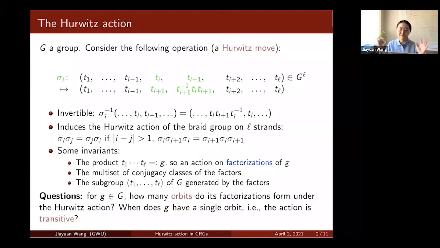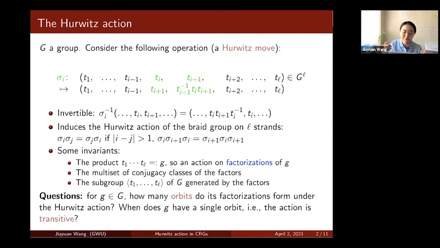So here, if we have two factorizations of the same element, and we can get the other factorization by applying some Hurwitz moves to the first factorization, then we say these two factorizations are in the same orbit. And if all of the factorizations form a single orbit, I may call that element a Hurwitz transitive element.